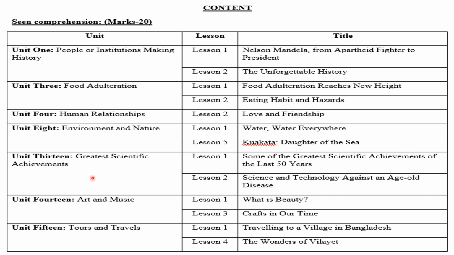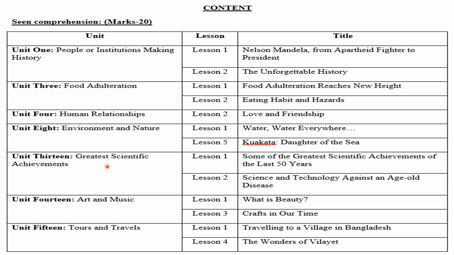And Unit 13, Greatest Scientific Achievement. There are two lessons, lesson 1 and lesson 2. In lesson 1, we'll discuss some of the greatest scientific achievements of the last 50 years. And in lesson 2, we'll study the science and technology against an age-old disease. These are the two lessons taken from this unit.